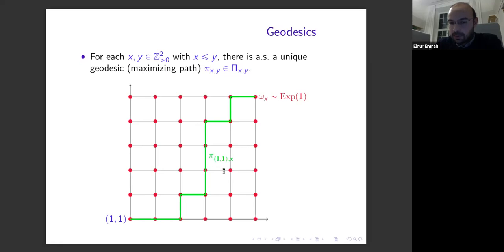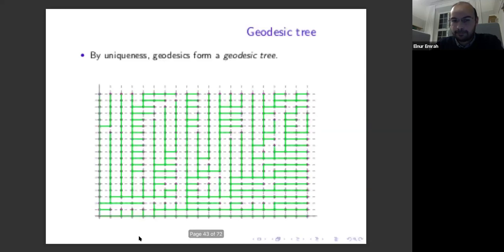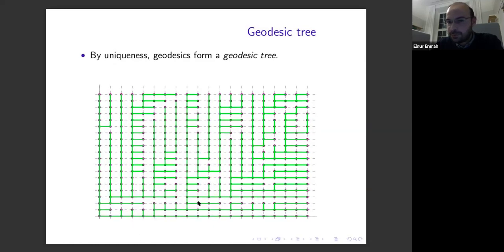So this green path represents the geodesic from (1,1) to vertex x. Now what I will do is I'll consider a larger grid and draw the geodesics from (1,1) to every other vertex on this grid. Then due to almost sure uniqueness, almost surely I will get a geodesic tree.